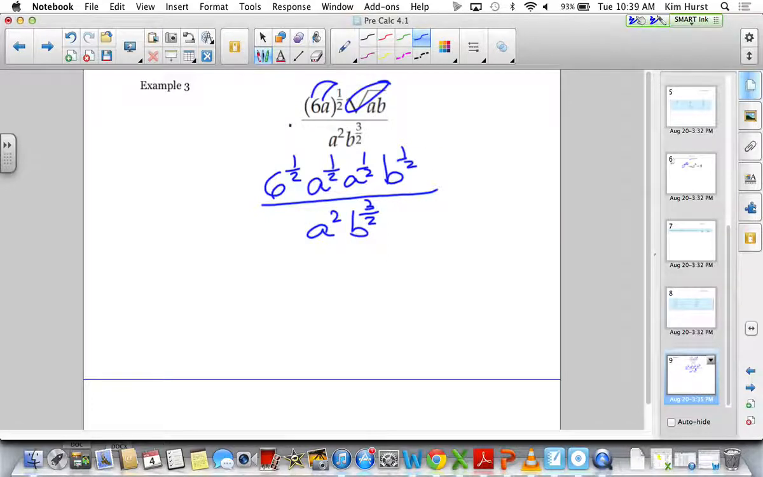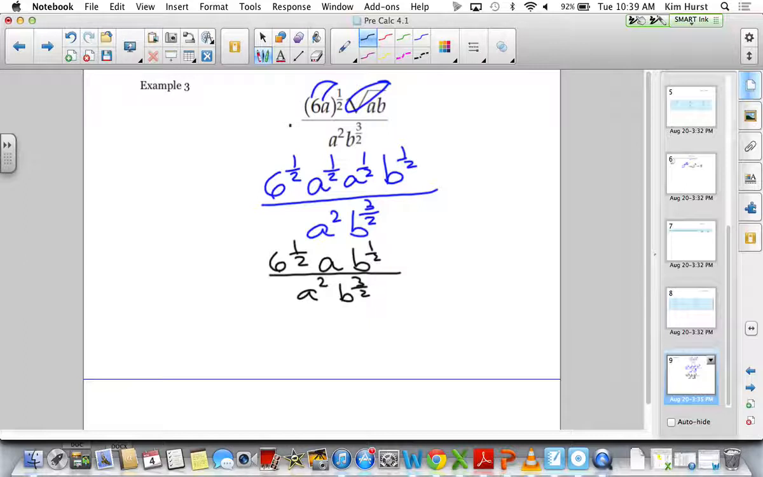So before I start simplifying across the fraction line, I'm going to simplify inside first. So this is 6 to the 1/2 can't simplify, so I will just leave that as 6 to the 1/2, okay? A to the 1/2 and a to the 1/2 is 1/2 plus 1/2, which is a to the 1, so I don't have an exponent, and then b to the 1/2, all over a squared, b to the 3 over 2.